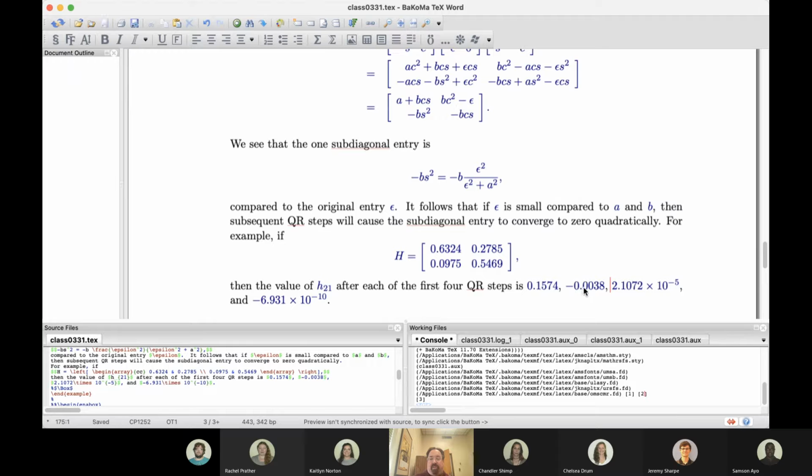So the number of 0 decimal places has doubled. And then 10 to the minus 10. So this is illustrative of quadratic convergence. We take this number and square it, and we get something that's on the order of magnitude of this. So that's going to 0 extremely rapidly.